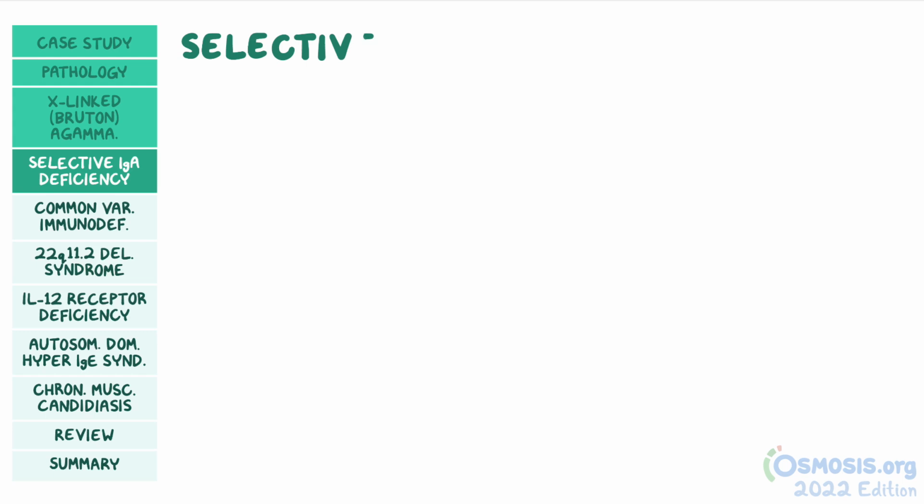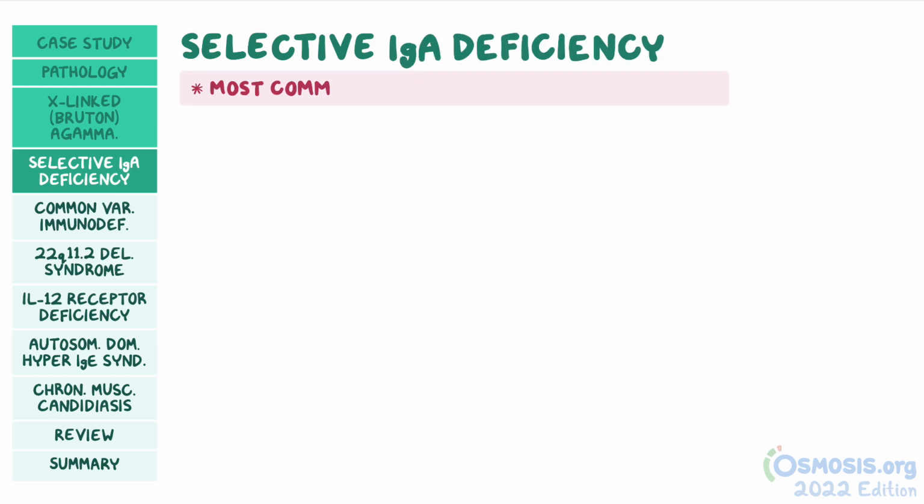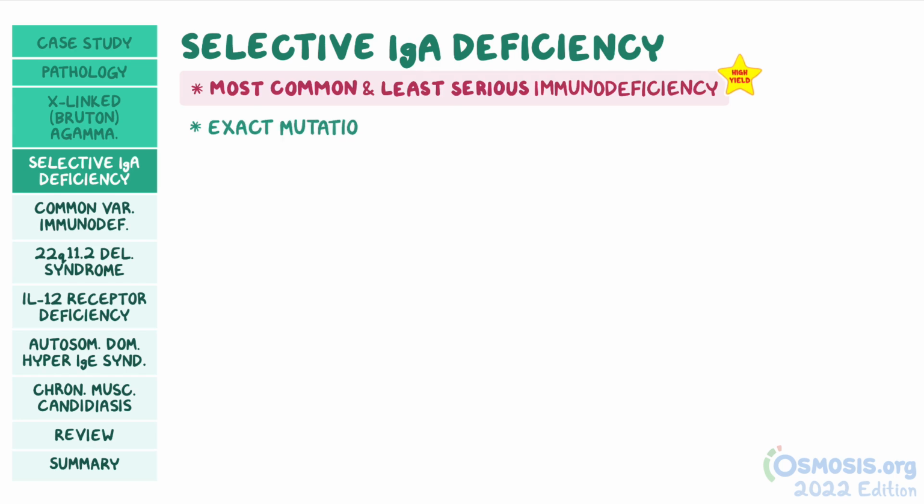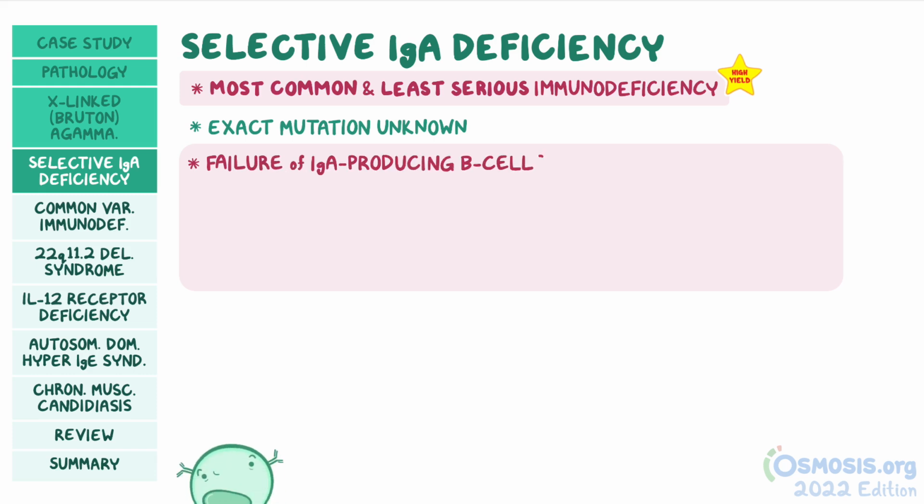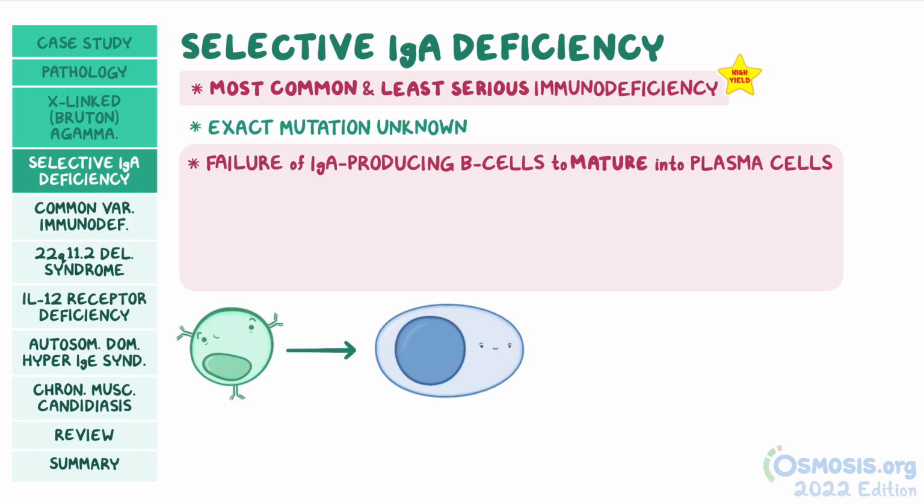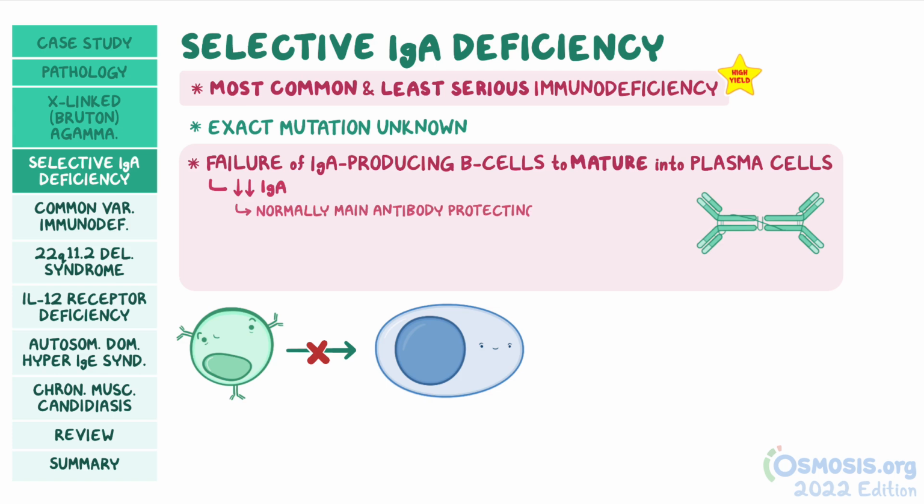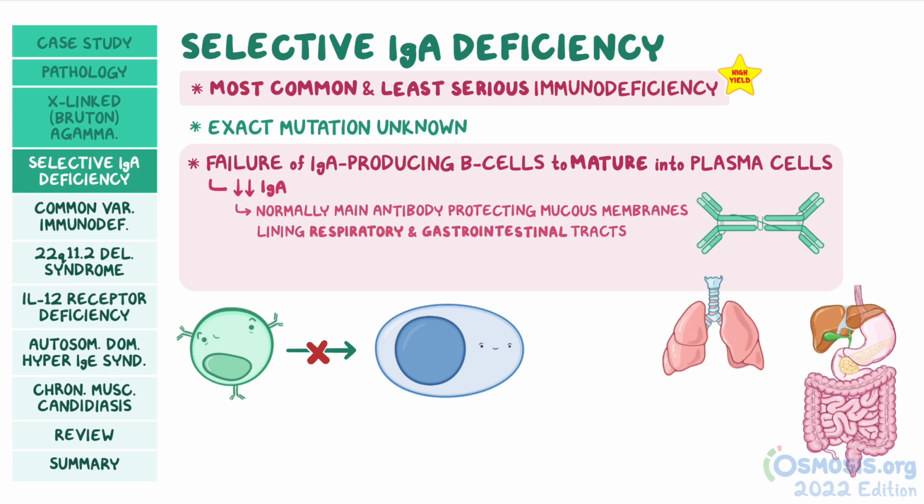Next up, selective IgA deficiency is the most common and least serious immunodeficiency. Though the exact mutation is unknown, the end result is a failure of IgA-producing B cells to mature into plasma cells. As a result, these individuals have low levels of IgA, which is normally the main antibody protecting the mucous membranes lining the respiratory and gastrointestinal tracts. However, what's important to keep in mind is that the production of other antibodies isn't affected.